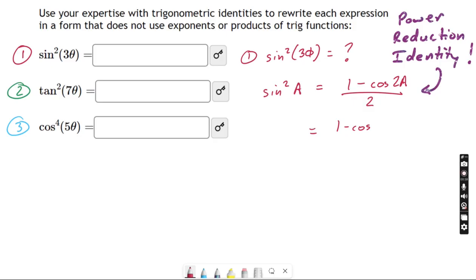Now, what's the angle? What's the a in this example? It's going to be 3 phi. So I'm going to write 6 phi, right? It's twice the original angle. And that's the answer. It's as simple as that.